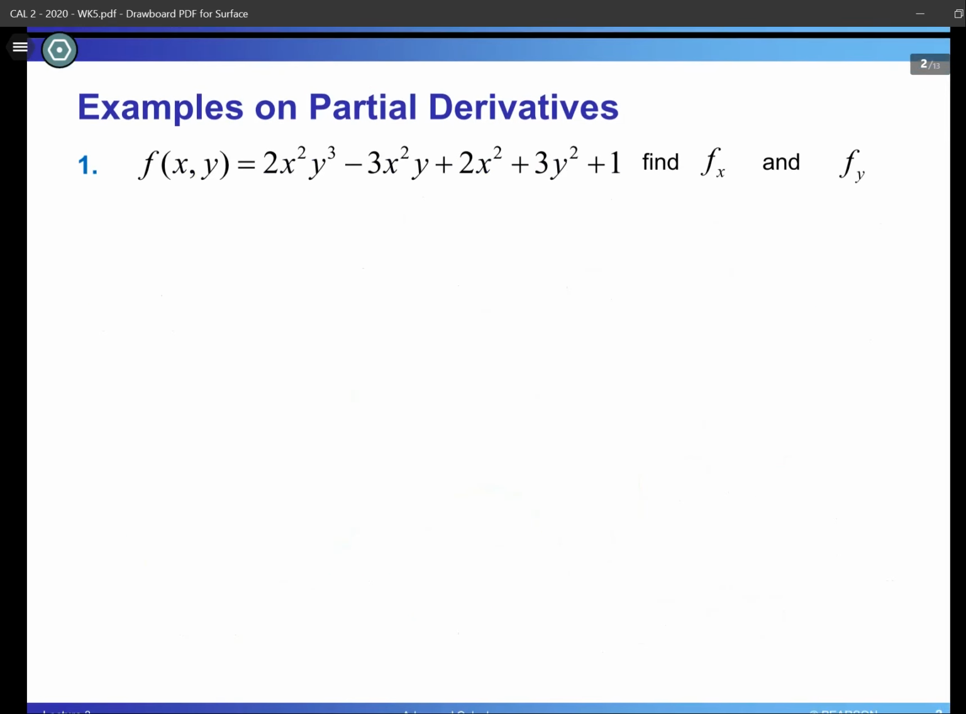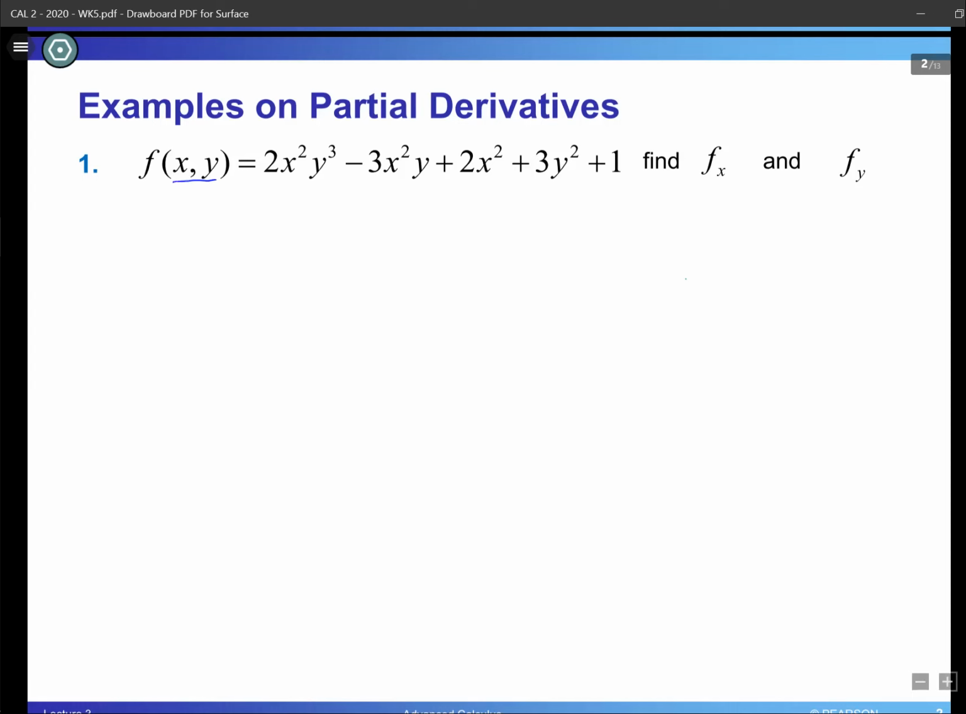So let's take a look at number one here, the easiest one. Here we have a multivariable function f with two inputs, x and y, and this function is equal to all these terms: 2x squared y cubed minus 3x squared y, and so on. We have quite a lot of terms here, but in the end we are supposed to find the first order partial derivative of this function with respect to x and also with respect to y. So what we need to find is df of xy with respect to x and also with respect to y. Let's start with the first one, which is df by dx.